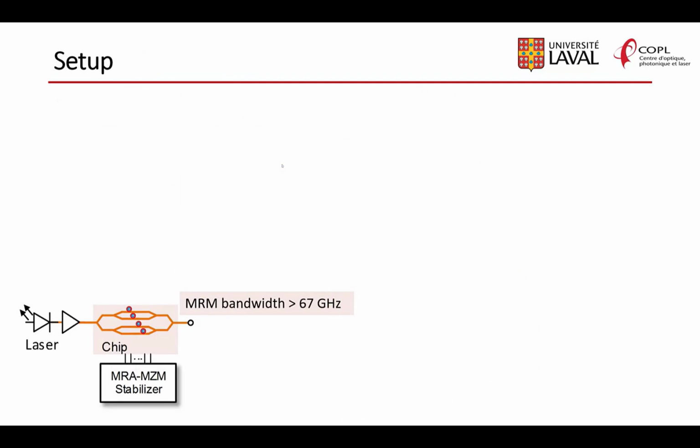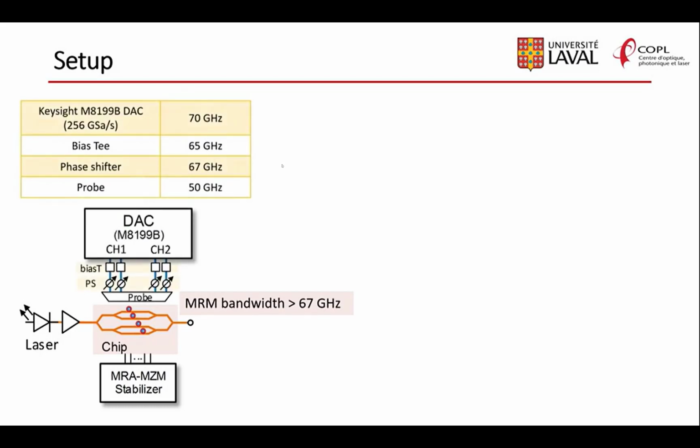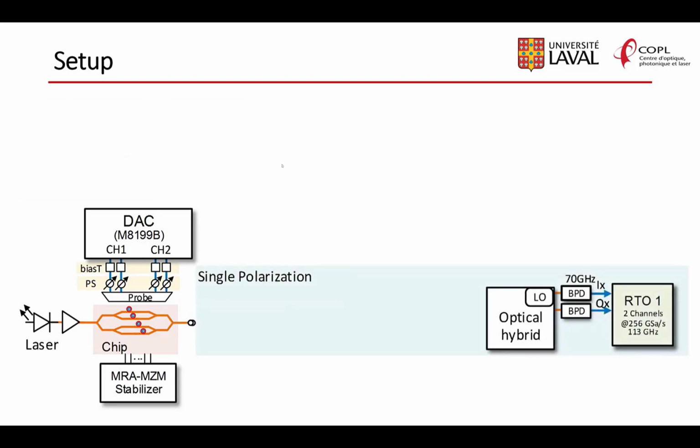So we put this again into a systems test. We run this modulator, had bandwidth greater than 67 gigahertz. It's limited by our test equipment. We can't tell you exactly how wideband it is. This is the stabilization circuit I talked to you about. Now, all the other RF equipment is actually more limited in bandwidth than our microring modulator. So for the results I'll present to you today, the bandwidth limitations come from the RF devices rather than from the silicon chip.